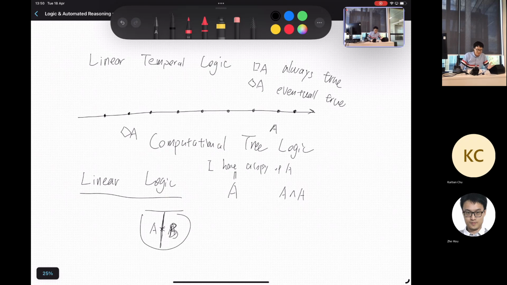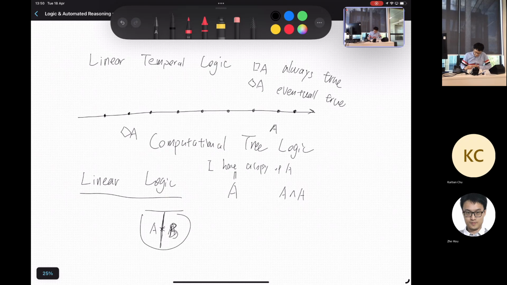So you asked just now, how do you choose? There are so many logics, how do we choose which one we use? Besides looking at the application and what you want to express, you also think about their complexities. How difficult is it to solve a problem in this logic? And they are all different.